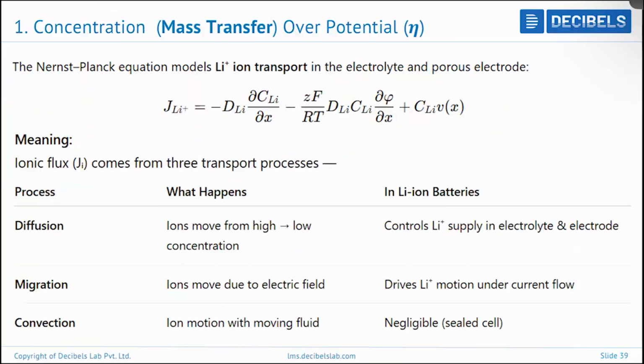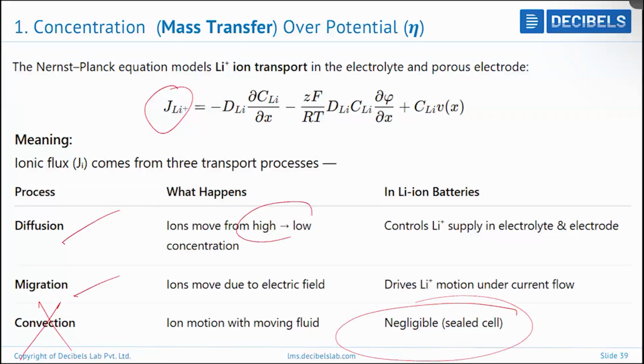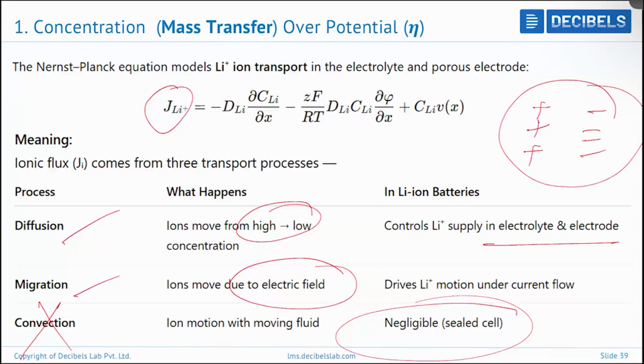So the ionic flux of the lithium ion is mainly due to diffusion. Migration and convection are neglected in our cell. Diffusion means ions move from high to low concentration. So it controls lithium ion supply in the electrolyte and electrode. Migration means ions move due to the electrical field. Because of plus and minus charges in the solution, an electric field is created inside that electrolyte. So that requires more potential to overcome that barrier. This drives the lithium ion under current flow.